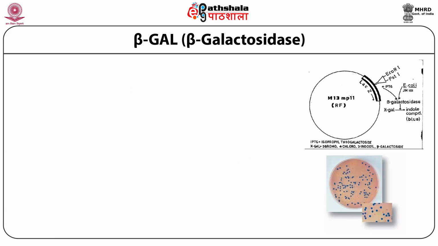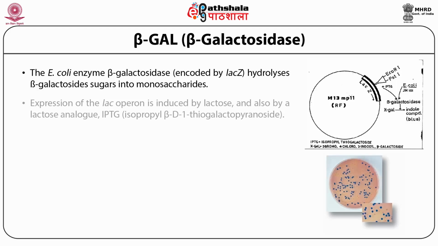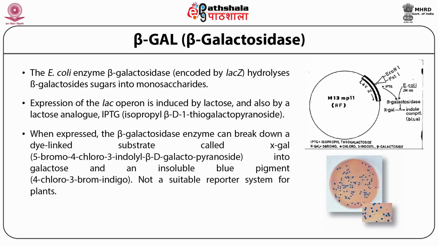Beta-galactosidase is encoded by LacZ, which hydrolyzes, as I already mentioned, beta-galactoside sugars into monosaccharides. Expression of the lac operon is induced by lactose, and also by lactose analogs like IPTG, isopropyl beta-D-1-thiogalactopyranoside. When expressed, this beta-galactosidase enzyme can break down a dye linked to a substrate called X-Gal.